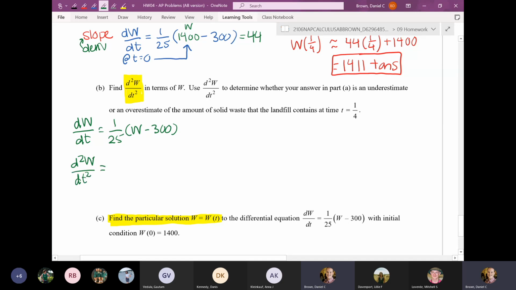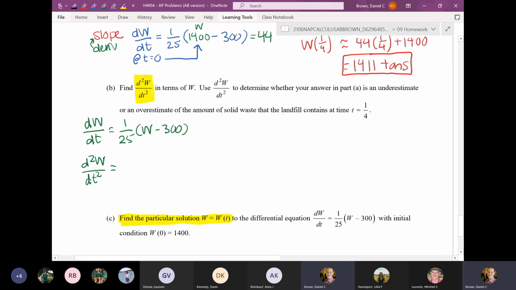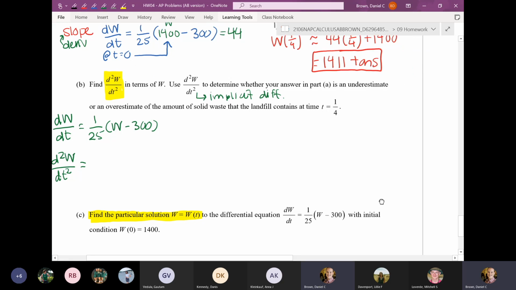Things that we need to remember. Often when you find the second derivative of a differential equation, we have to use implicit differentiation. And it might have been a while since you've done this one, especially if you were probably good and finished homework 1 pretty early after it was assigned. Let's do a little time out and review implicit differentiation.